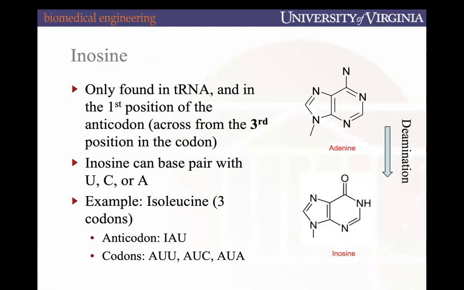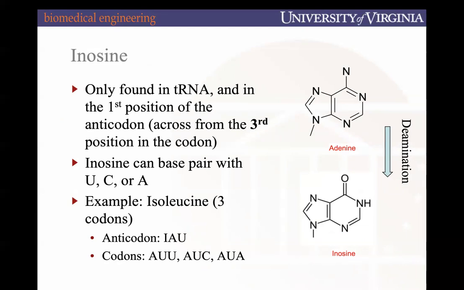So, to take a quick slide about inosine: it's only found in transfer RNAs, and it's typically only in the first position on the anticodon. Because we typically don't have flexibility in those other bases within the codon, positions 2 and 3, it's typically only found in the wobble position.